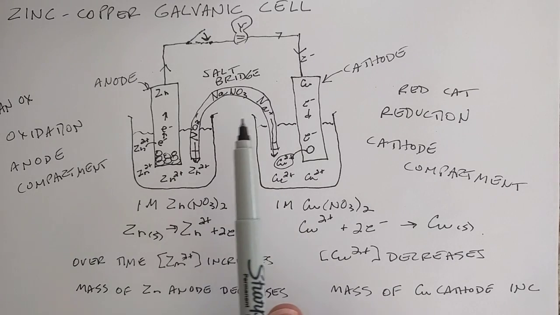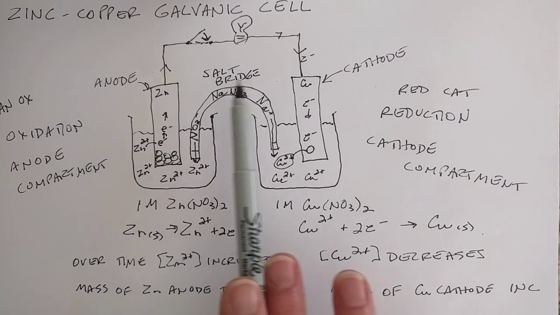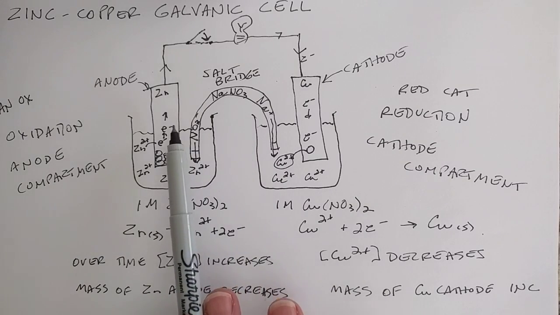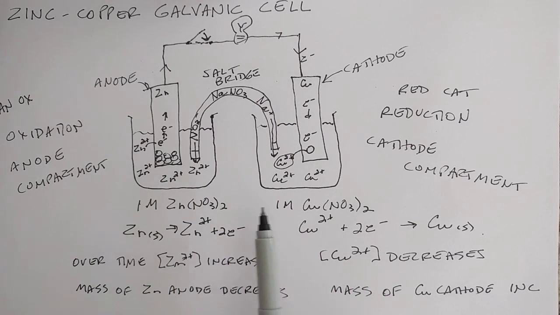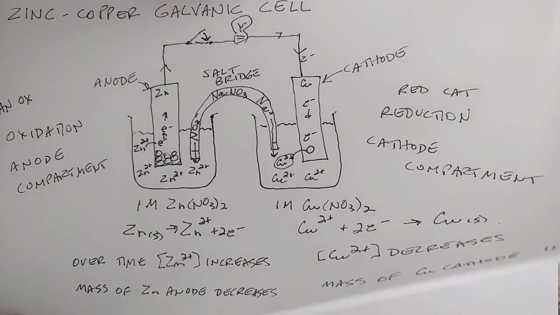The salt bridge is there to maintain neutrality. As soon as our cell starts operating, our concentrations change and we are no longer in standard state. So now we're going to look at how we calculate the E value when we're in non-standard state conditions.